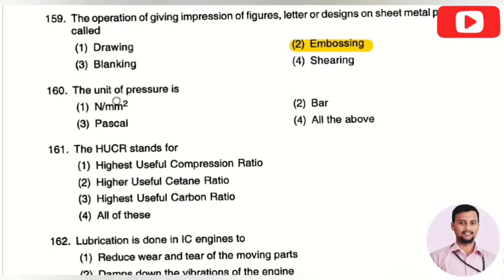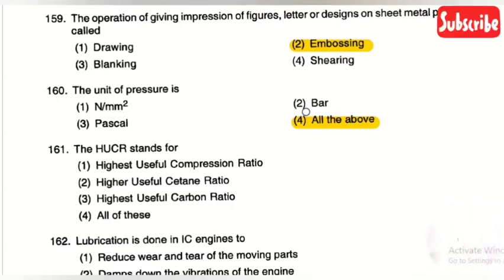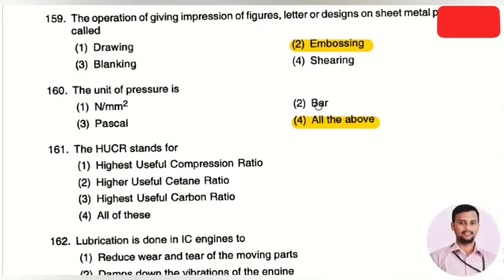The next question is, the unit of pressure is: first option Newton per mm square, second option bar, third option Pascal and fourth option all the above. The right answer is option 4. All the units are right. Sometimes we define the pressure in terms of Newton per mm square, in some numericals or conditions we define the pressure in terms of bar, and sometimes we define it in Pascal.